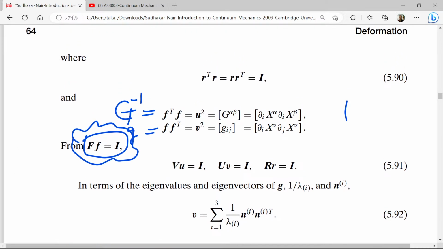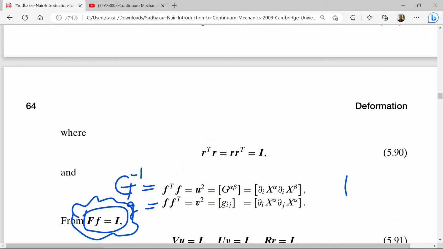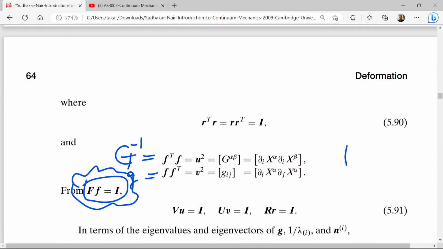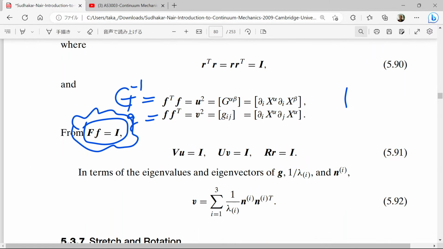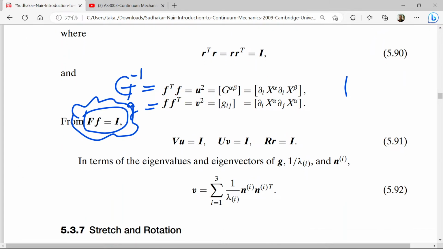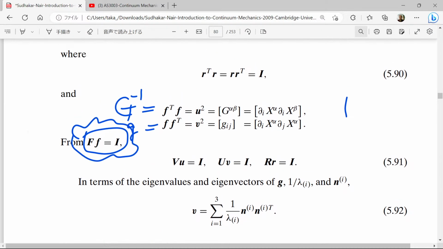So we have V, U, and R in terms of the eigenvalues and eigenvectors of G: lambda, 1 over lambda inverse, 1 over lambda, and n i. This is just a spectral decomposition. So how do you know this?